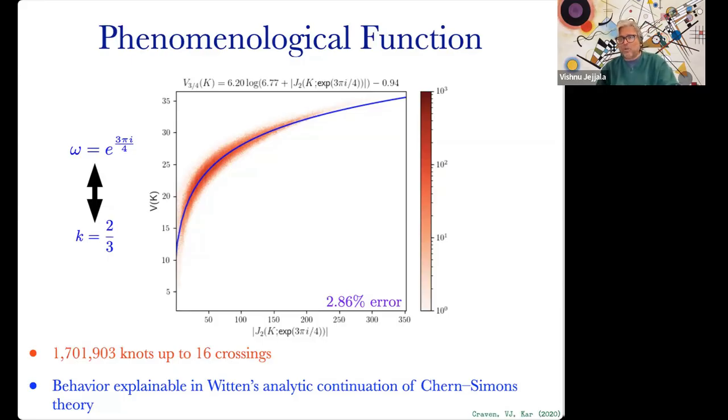This behavior is explainable by an analytic continuation of Chern-Simons theory that Witten presented, and we, in our paper, explain what's going on in detail. And the features that we saw in the previous graph are a consequence of certain integration cycles in this analytically continued Chern-Simons theory.